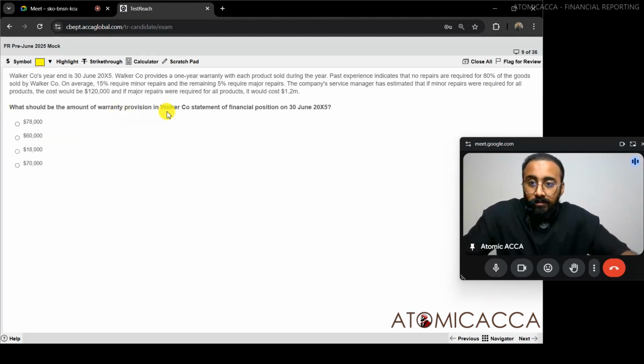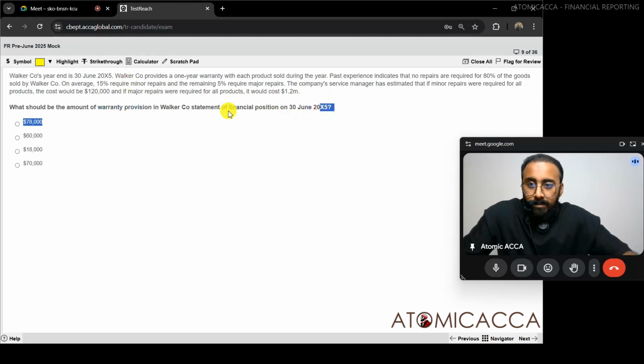What should be the amount of warranty provision in Walker Company's SOFP? Okay, this is about provision liability. On 30th June X5. Warranty provision means this is related to IAS 37. Walker Company's year end is 30th June X5.